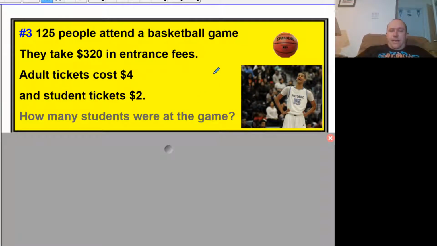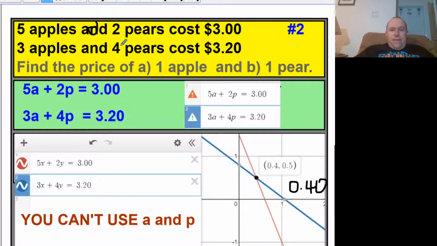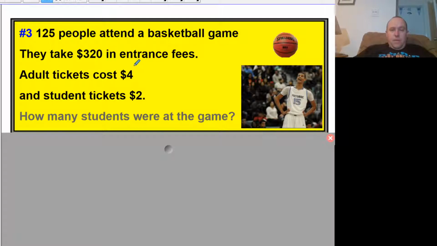Now, this is a slightly different question because it actually tells us how much the items cost this time. On that previous question, we had to work out how much an apple cost, but we knew how many apples we had. On this one, it's the reverse. We know how much an item costs, but we don't know how many of the item that we have. So 125 people attend a basketball game. They take $320 in entrance fees, and then we've got these numbers here.